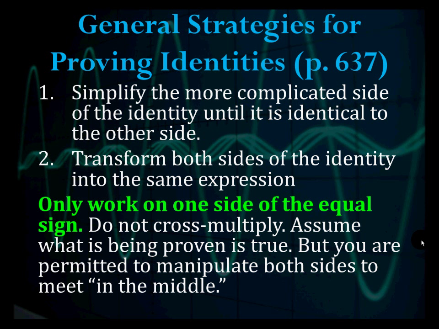So you can take the expression on the left, get it to equal something. If you then take the expression on the right of the equal sign and get that to equal the same thing as what you got the left side to equal to, then you've also completed the proof. The big thing here, you can only work on one side of the equal sign. This is not an equation. You cannot cross multiply. You must assume what's on the right is true. So what you can do is manipulate both sides to meet in the middle, or you just stick with one side and use strategies to simplify an expression.